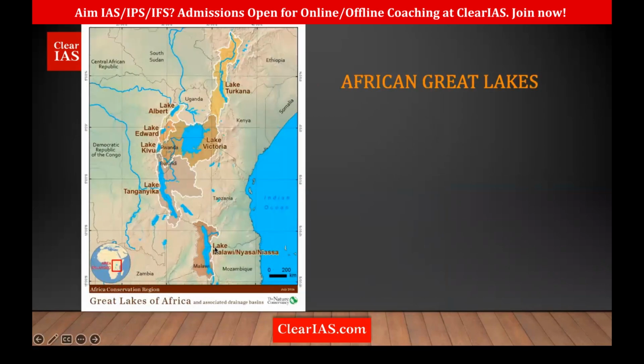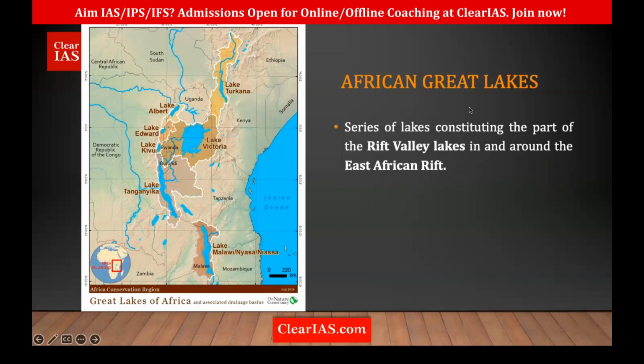So you can see, this is the African Great Lakes. We earlier saw the Great American Lakes. Similarly, there are also Great Lakes in Africa. They're majorly found in the Rift Valleys. There's a Great African Rift Valley, and in this Rift Valley, we have the African Great Lakes.